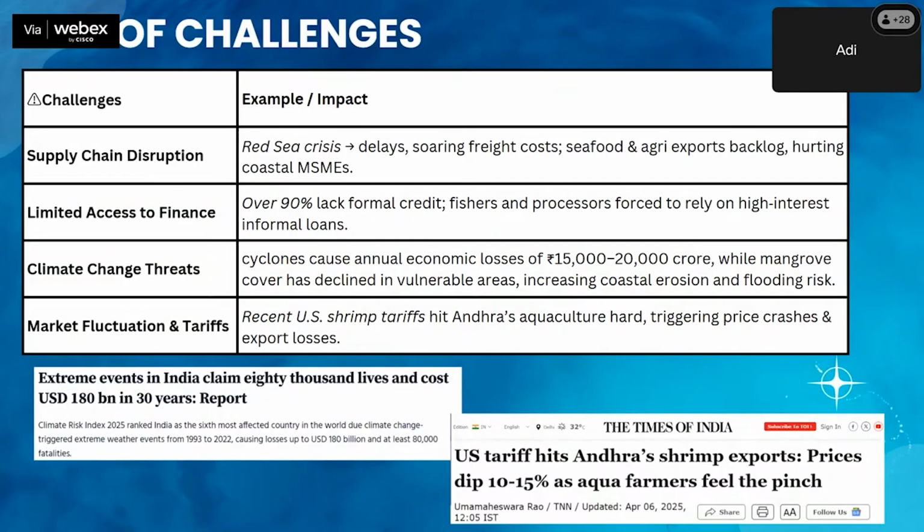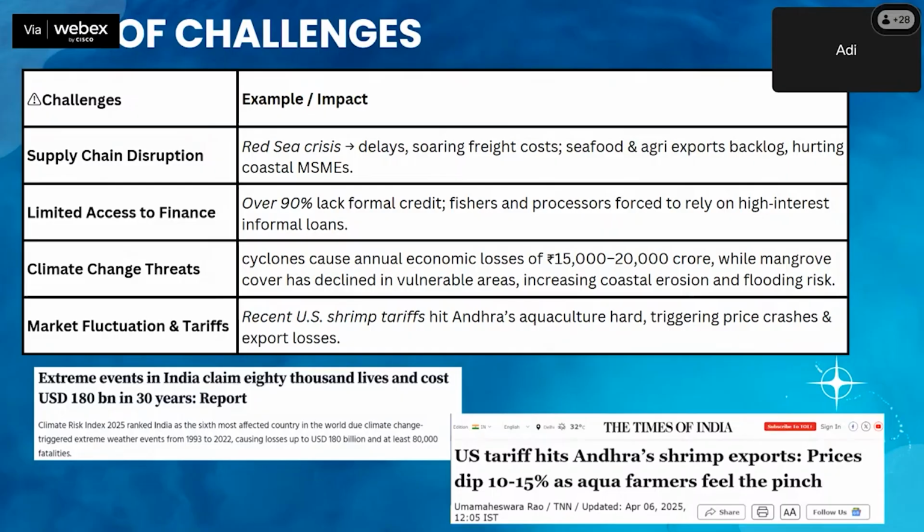Now, I will look at the challenges that the sectors are facing. The supply chain disruption, due to which the seafood and agricultural exports have backlogs hurting the coastal MSMEs, and as most of the farmers have limited access to a formal credit system, they have a higher risk. And then the climate change threats. Cyclones have caused an economic loss of about 15,000 to 20,000 crore annually.